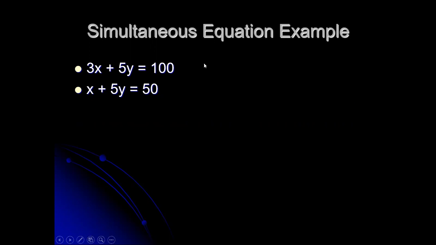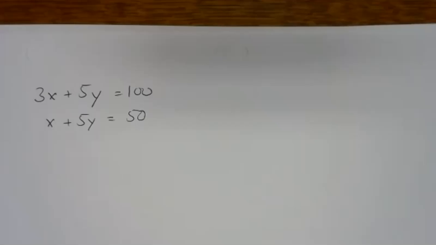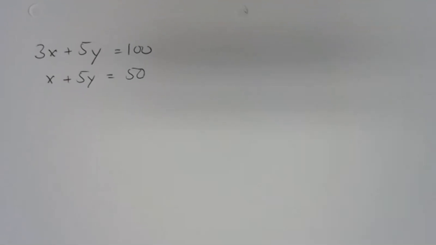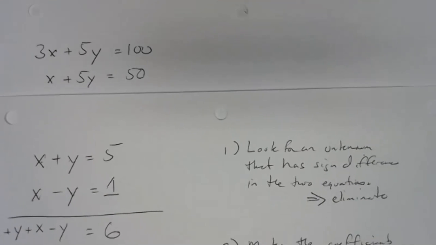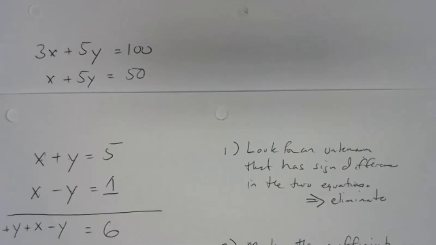So let's switch over here, and there we are. So 3x plus 5y equals 100, and x plus 5y equals 50. So our first step was to look for an unknown that has a sign difference in the two equations. There's no unknown with a sign difference here. So we're going to have to make one. And the way we make one is essentially by flipping the signs on every term in the equation. Remember that as long as we do the same thing to both sides, we're not going to change the equation. We're just going to make it look different.